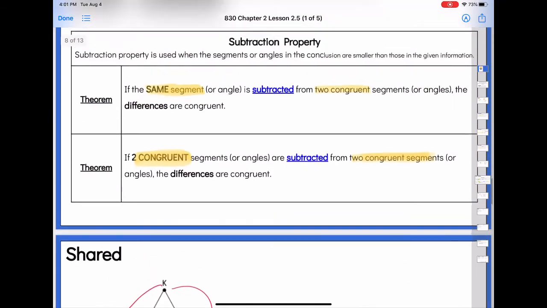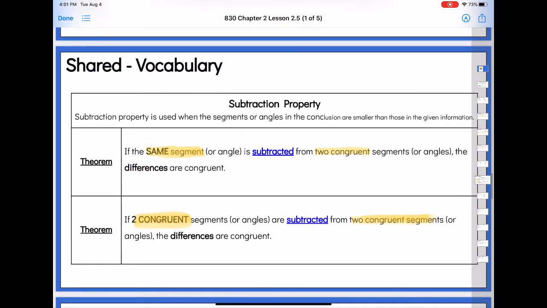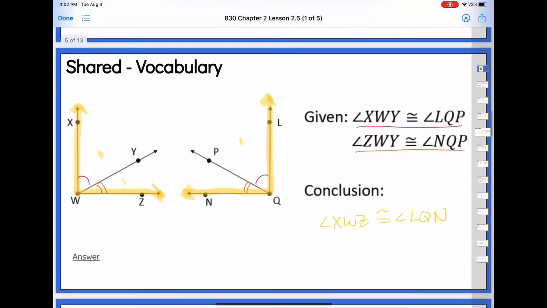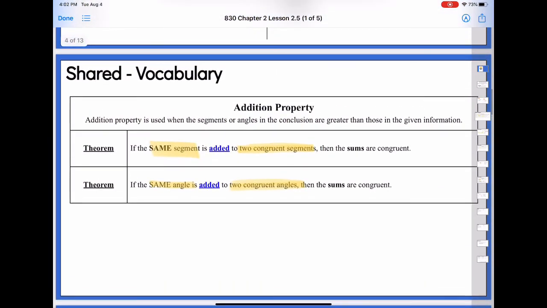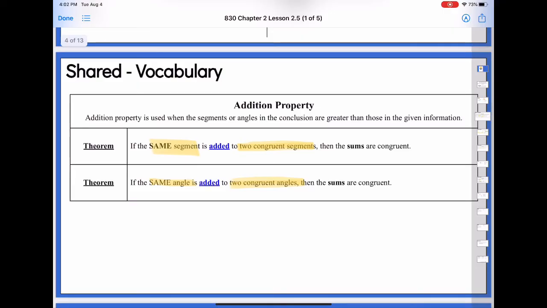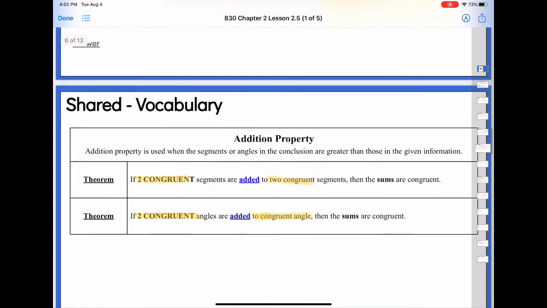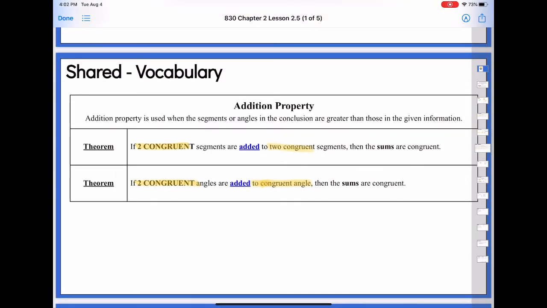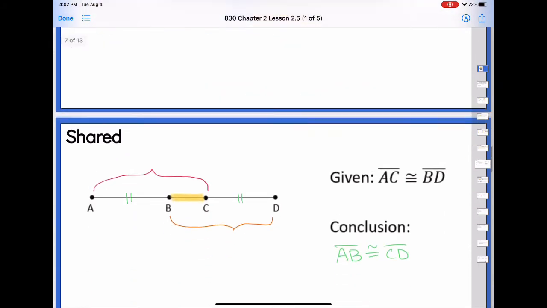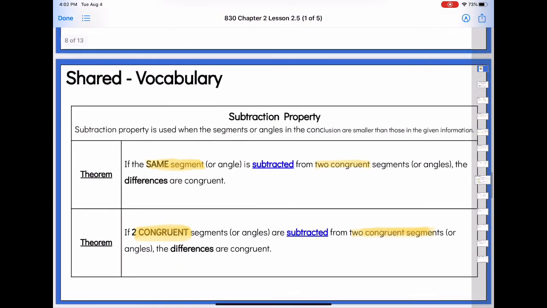So we've gone through all of our addition and subtraction properties. We have two versions of each one, right? And obviously we can use segments or angles for each one. First, if the same segment or angle is added to two congruent segments or angles, then the sums are congruent. If two congruent segments or angles are added to two congruent segments or angles, then the sums are congruent. Then we have the subtraction ones, right? Same segment subtracted from two congruent segments, the differences are congruent, or two congruent segments subtracted from two congruent segments, and the differences are congruent.